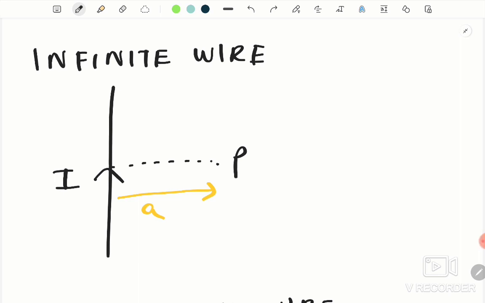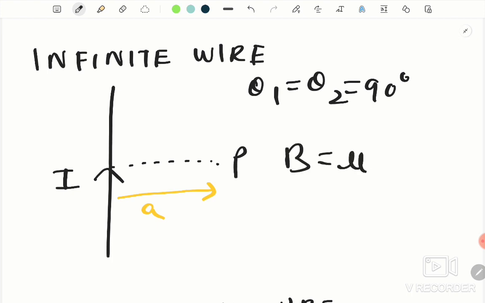Yes students, in this fifth slide we are going to look at the magnetic field due to an infinite current carrying wire at perpendicular distance A from the wire. Here, to find the value of the magnetic field at point P, we will use the formula of magnetic field due to a finite wire, and in that formula we will substitute theta 1 and theta 2 both as 90 degrees. Because this is an infinite wire, the angle that point P makes with the ends of the wire will be almost 90 degrees. So once we substitute theta 1 and theta 2 both as 90 degrees, we'll get the final answer of magnetic field at point P as mu naught I divided by 2 pi A.